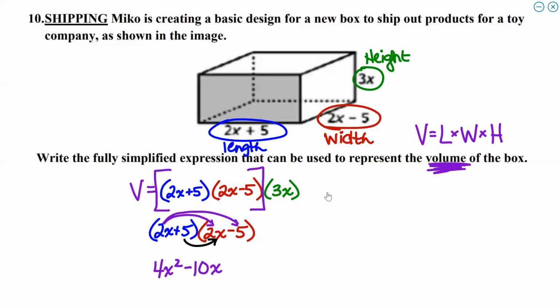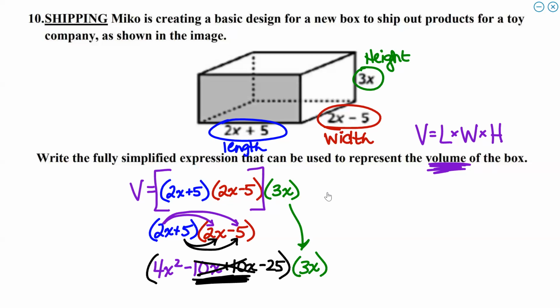5 and 2x. What will that give me? Positive 10x. Anything else? 5 and negative 5, which will give me negative 25. All right, I'm going to pop parentheses around that. I'm going to bring down the 3x that we ignored. Are there any like terms that we should combine together? Negative 10x and positive 10x. What happens there? They're going to cancel out.